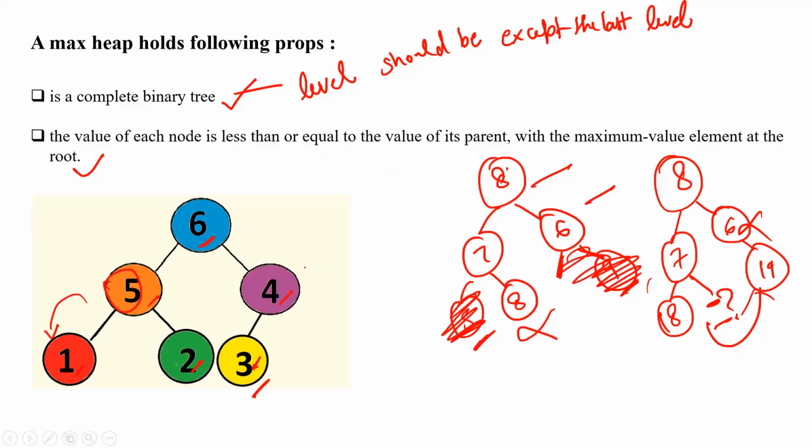Yes, so all the conditions hold, and you can see this is a complete binary tree even, right? It is a complete binary tree, right? So this is a max heap. This is a max heap. So now you must have understood what a max heap actually is.